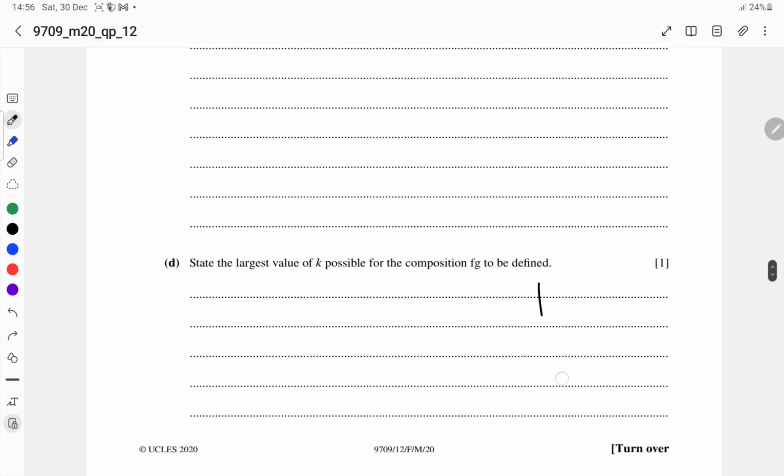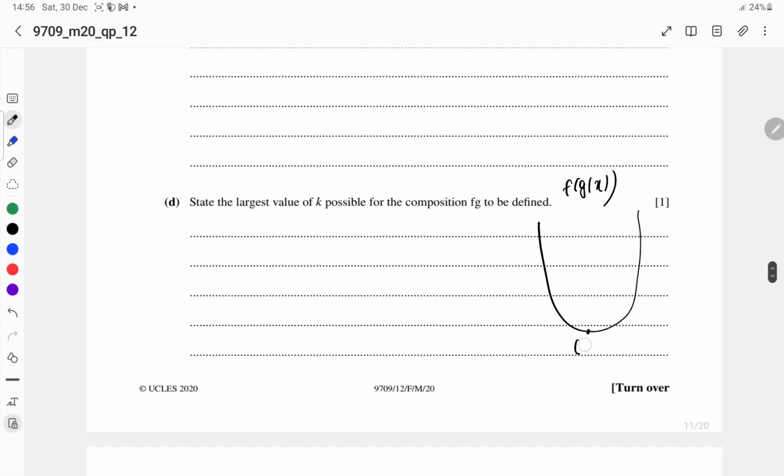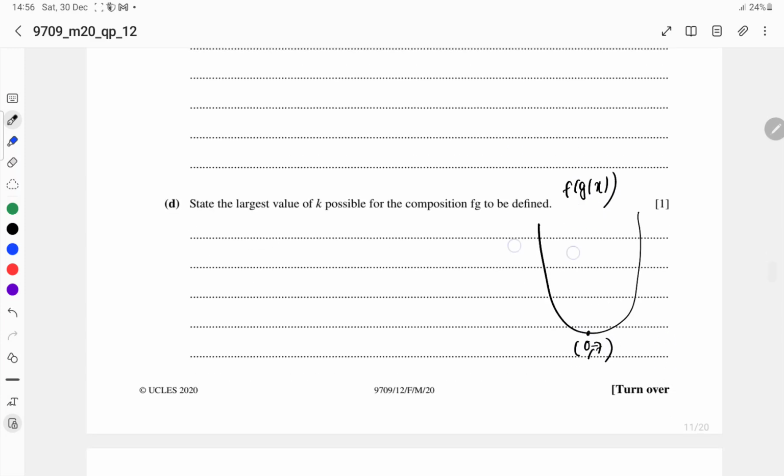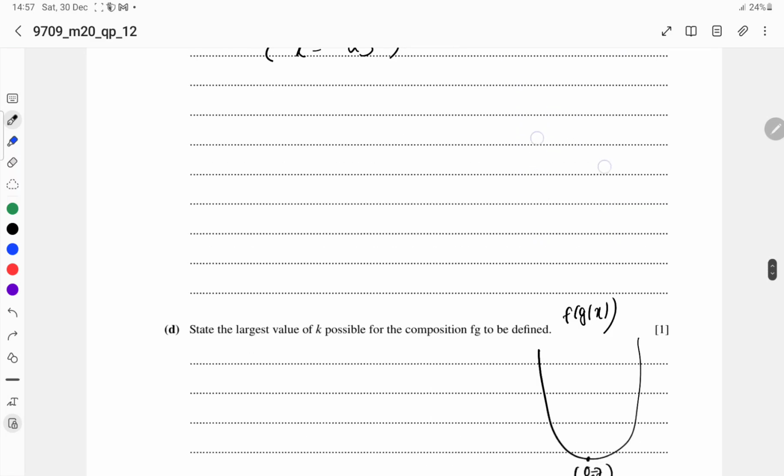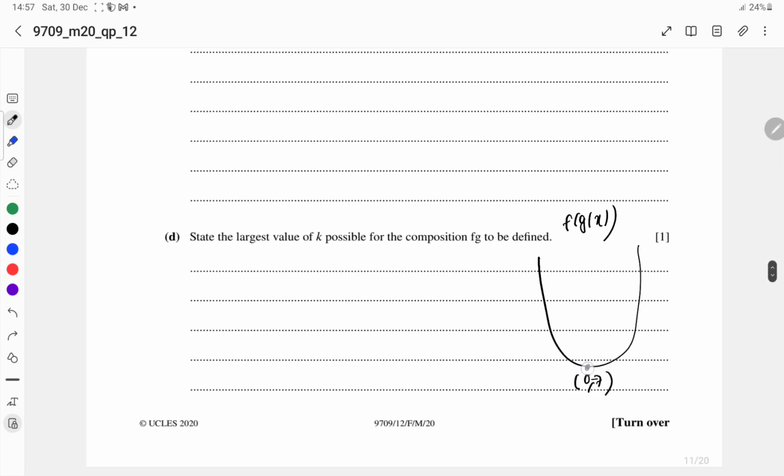Let me explain it graphically, because our function f of g of x is going to look something like this, where the vertex is 0 comma negative 7, and our function is defined for x less than or equal to k. So our largest value can be k equals 0, because of which the function will not be defined on this side, and this is not going to be a many-to-one function.